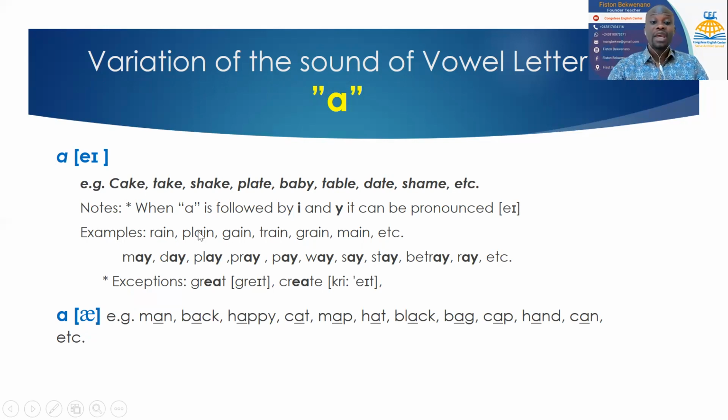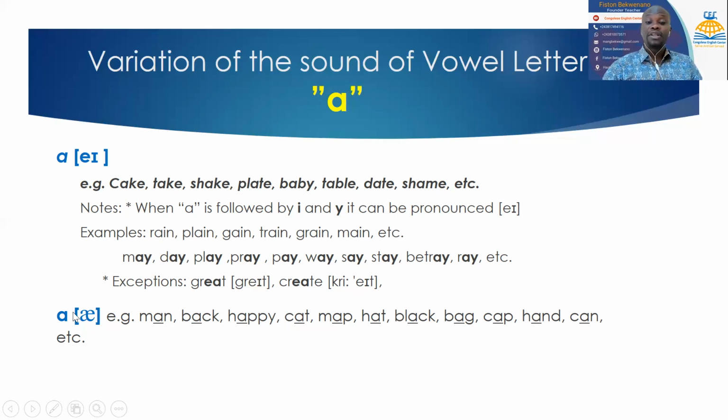We have rain, plane, game, train, grain, main, and all other words that you can come across. And when we come down, we see A followed by Y being pronounced A as well, with examples like may, day, play, pray, pay, way, say, stay, betray, ray, etc. So these are examples for that case, and exceptions can be great. Great is spelled with EA, but it gives you the sound of A, and we also have create. So you are going to find that these look like exceptions.